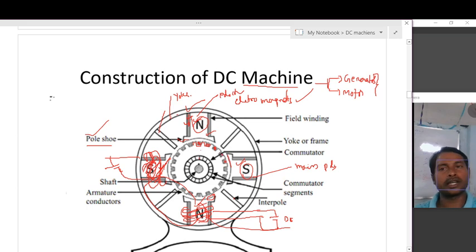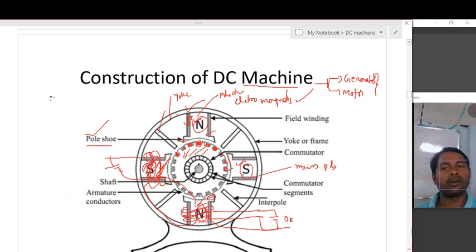Whenever a conductor cuts the flux, we should place the winding in such a way that the conductor cuts the flux. So if you place the winding here and rotate this rotor, it will cut the flux passing from north to south. So the conductor must be placed between the slots. These are the slots. This is the armature, and these are the slots. Between the slots we should place the winding.